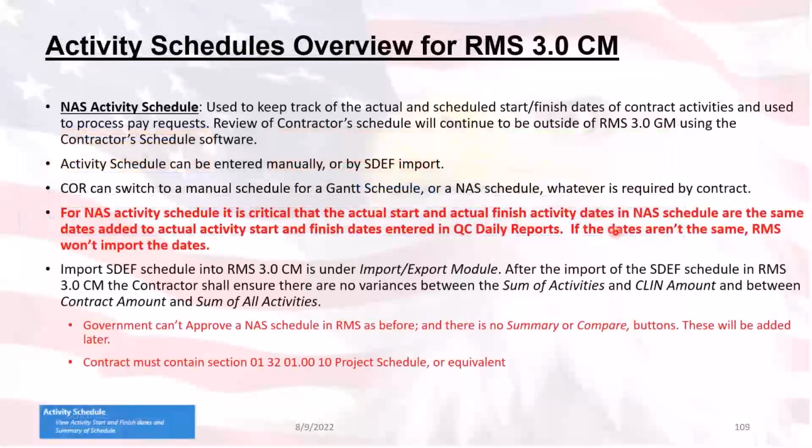So here is a brief overview of the activity schedules, some information about if you're using an NAS or SDF file for your activity schedule, and an activity schedule can be entered manually or by an SDF import. Honestly, probably the one that will cause the least amount of work for everybody involved is using the SDF file. It's just easier for both the contractor and the government to get everything done in an SDF file and then import it into RMS. So that way you can approve the schedule at one time and then import it, versus if they manually input everything in there, then they can go in and they can make changes whenever they want.